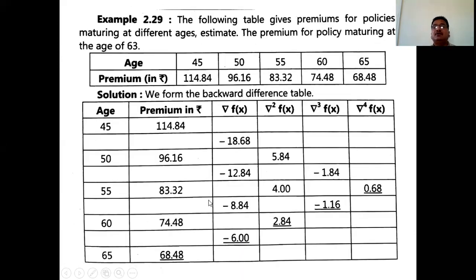So next problem on the same method, that is the backward interpolation method. The following table is given. And what is the table? The first row is age, the second row is premium. So consider this first row as the values of x and the second row as the values of y. And what do we have to find? We have to find the premium for a policy maturing at age 63. So we have to interpolate the value at 63, that lies between 60 and 65. And if you observe, all the values of x are equidistant and the distance is 5.